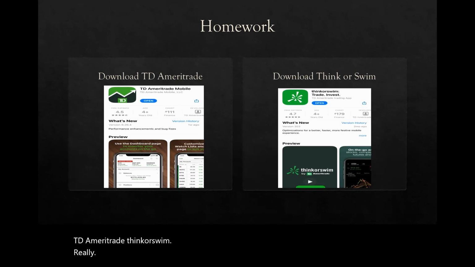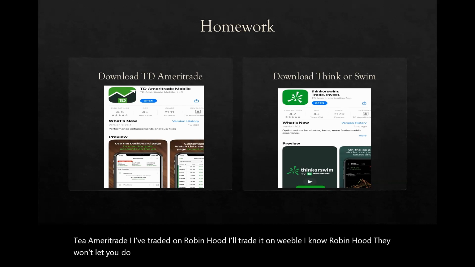And you may have answered the question earlier and I may have missed it, but is there a cap on how many calls or puts you could put? Like, for example, Webull caps me at a certain amount of calls or puts that I could do within a week. TD Ameritrade, I've traded on Robinhood. I've traded on Webull. I know on Robinhood they only let you do 3 day trades a week.